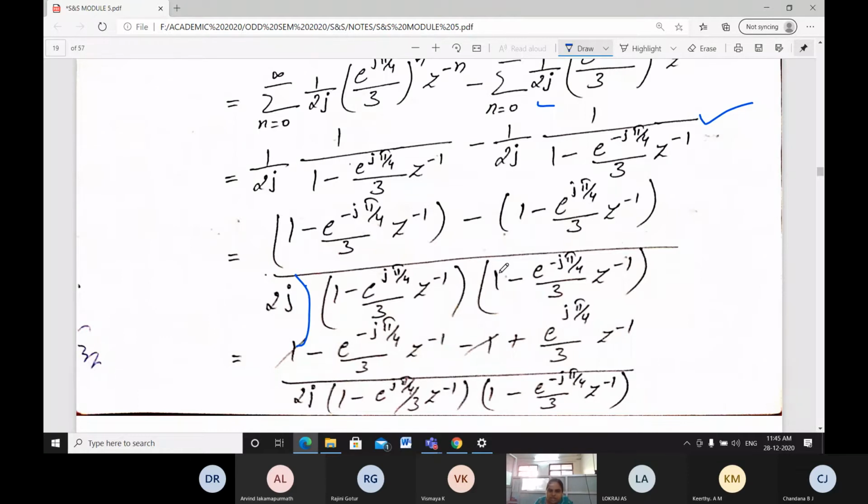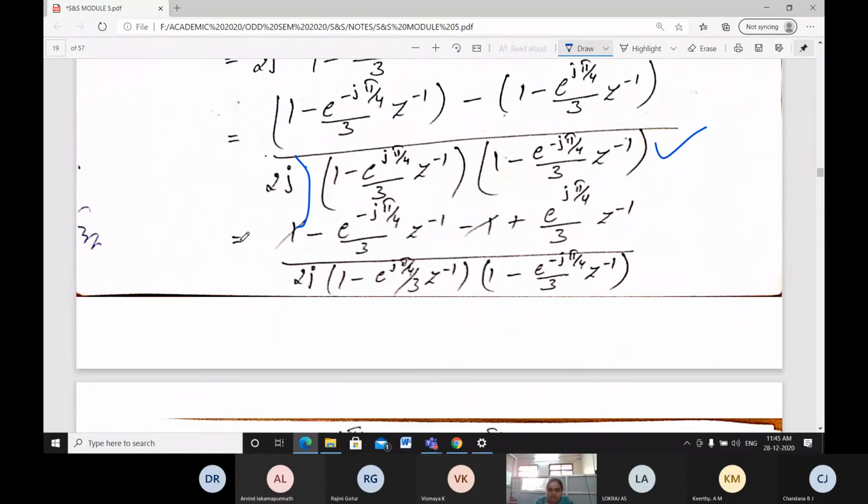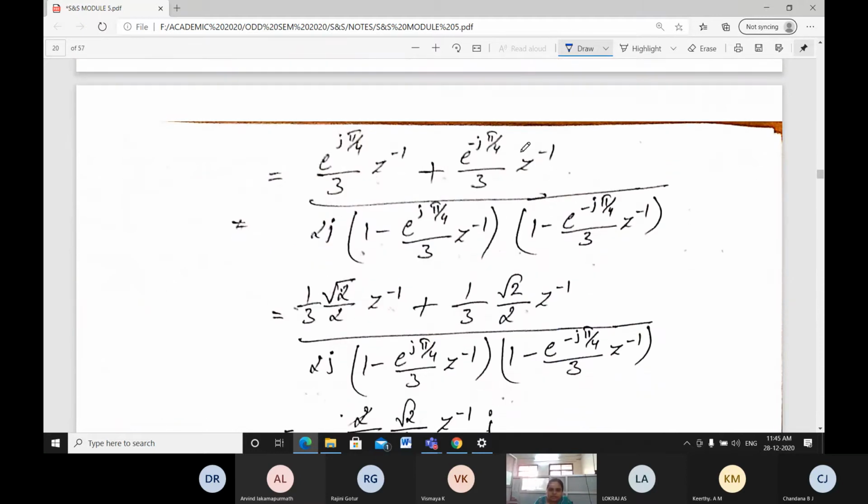Then take the LCM and do the cross multiplication. Then you will be getting 1 minus e raised to minus j pi by 4 by 3 z inverse, minus, written as it is, 1 minus e raised to j pi by 4 by 3 z inverse. This is the LCM equation that we took. Then multiply with each element and solve for that. Go on solving and you will be getting e raised to j pi by 4 divided by 3 z inverse plus e raised to minus j pi by 4 by 3 z inverse, divided by the denominator part as it is.